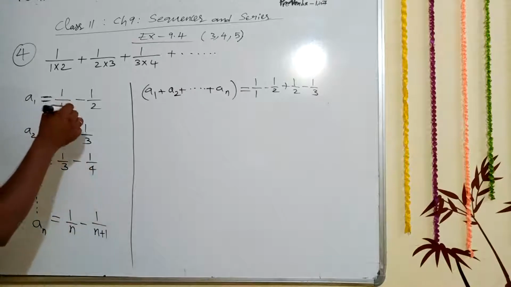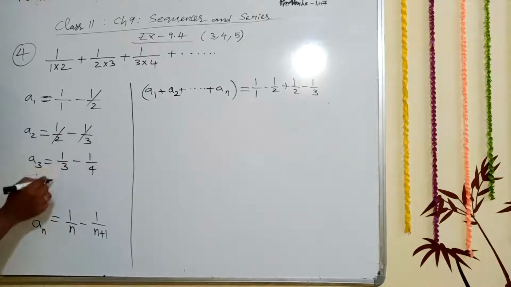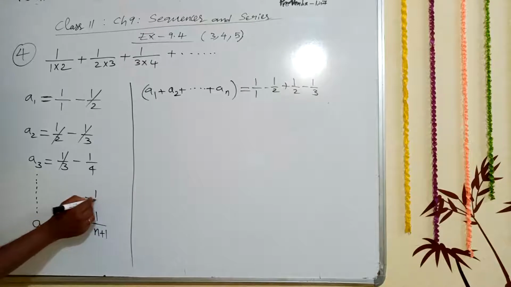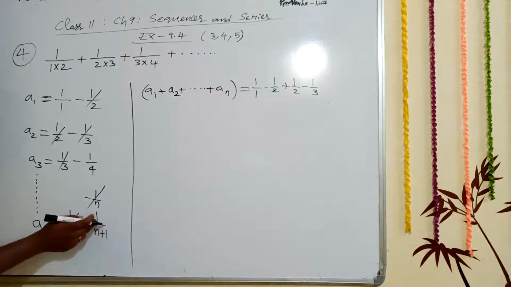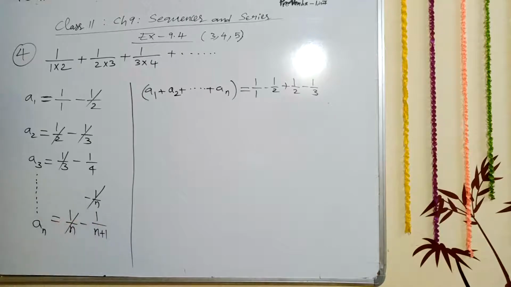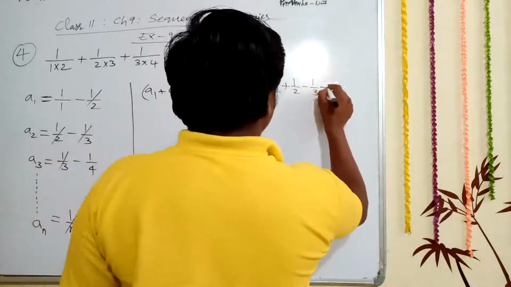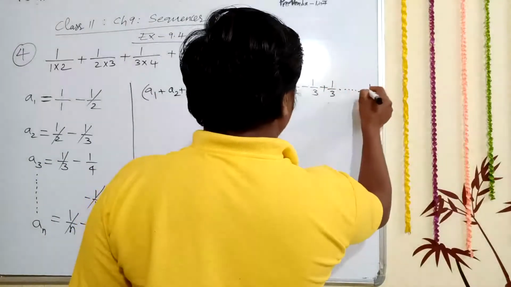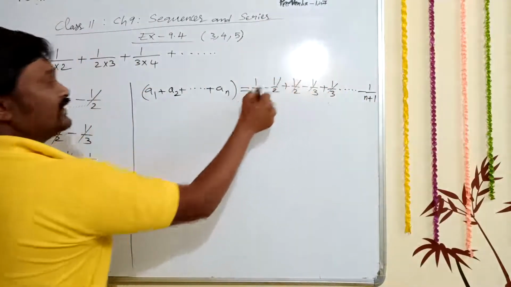So here, which are going to be cancelled? This and this are going to be cancelled: minus 1 upon 3 and plus 1 upon 3. At the last place, minus 1 upon n and plus 1 upon n get cancelled, and here minus 1 upon n plus 1 is going to be left. So anyhow, I am going to write that part, plus 1 upon 3 and so on. The last one is minus 1 upon n plus 1.